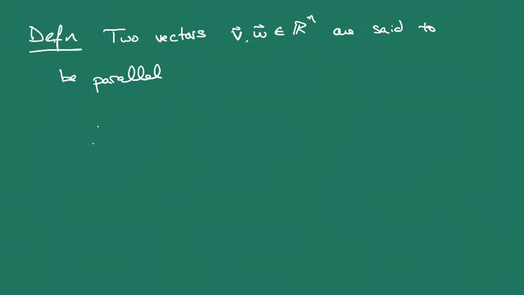All right, let's start off with a definition. Suppose that we have two vectors, and we'll call them v and w, and these vectors are in our vector space R^n that we just talked about. Then we say that those two vectors are parallel if and only if there is some scalar c such that we can express w as the scalar c times the vector v.